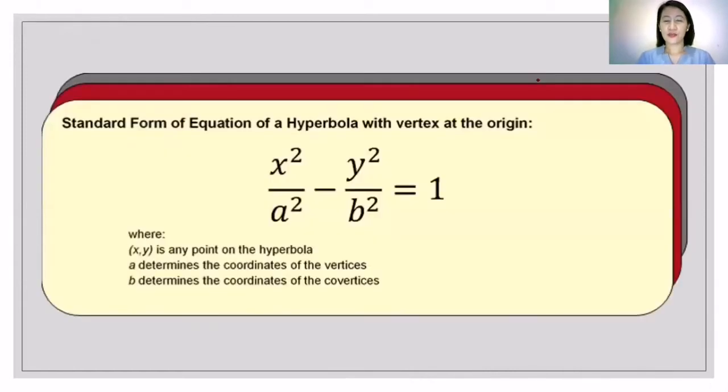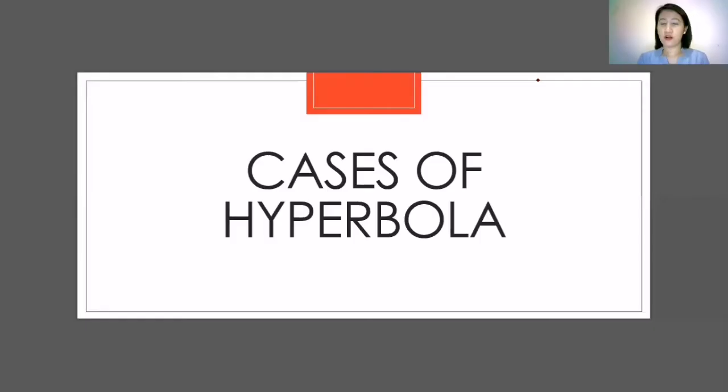For the standard form of equation of a hyperbola with center at the origin, we now have x squared over a squared minus y squared over b squared equals 1. So as you can see, we now have a different operation used. And this is already negative. So, hindi siya masyadong nalalayo talaga. Kasi po, may x squared over a squared pa rin tayo, y squared over b squared, pero ang gamit natin ay negative. So, we still have a and b, the vertices and co-vertices.